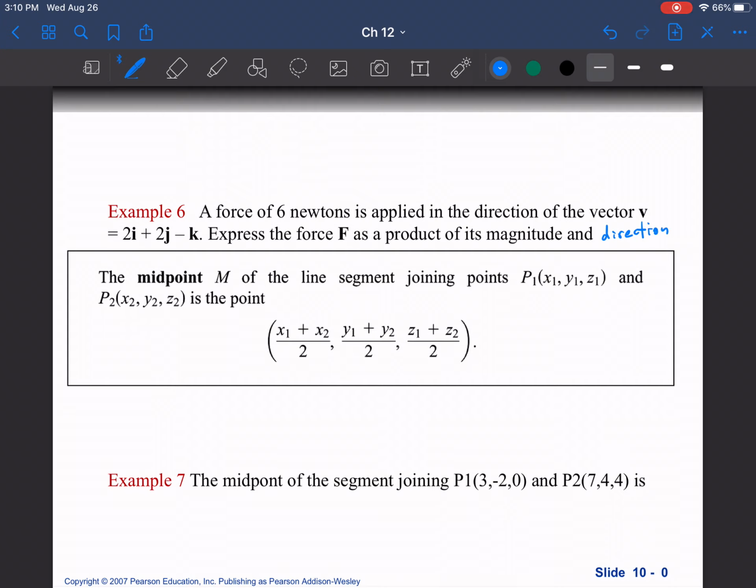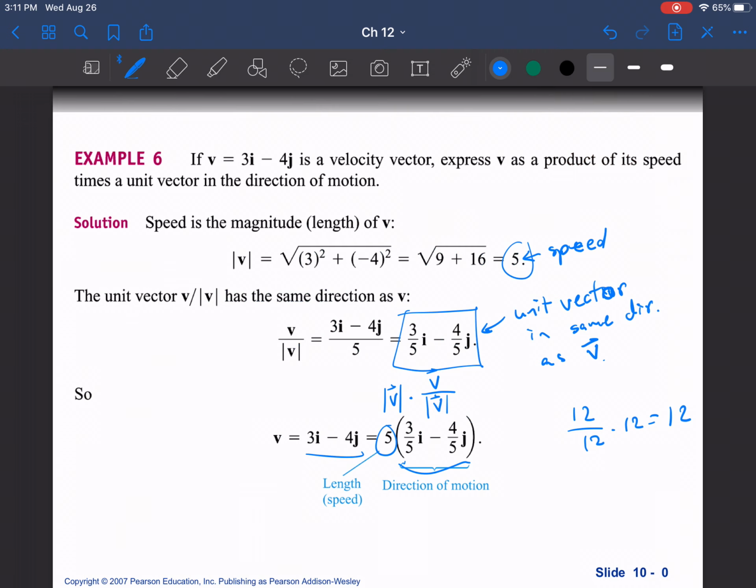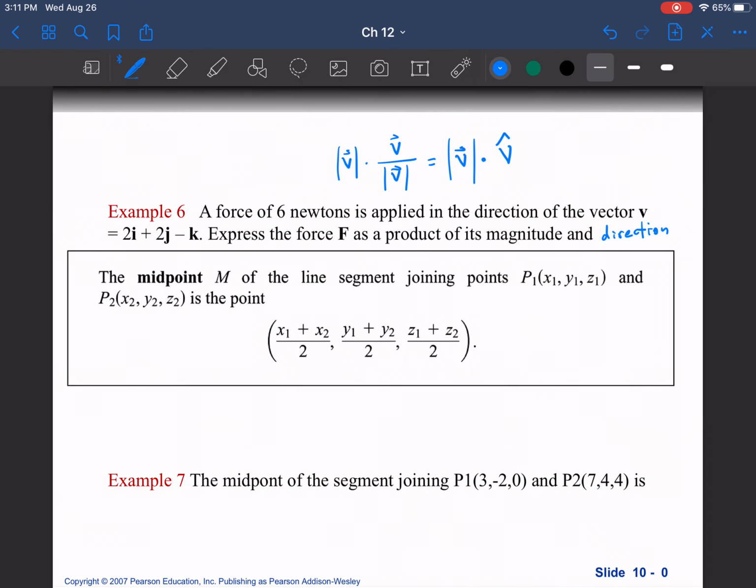Okay, sorry that got cut off. But you want to do the same thing. You want to express it in such a way that it's v, but then make it look like this: the v magnitude times the v unit vector. Okay, so same thing as was just done before, but try doing that one.